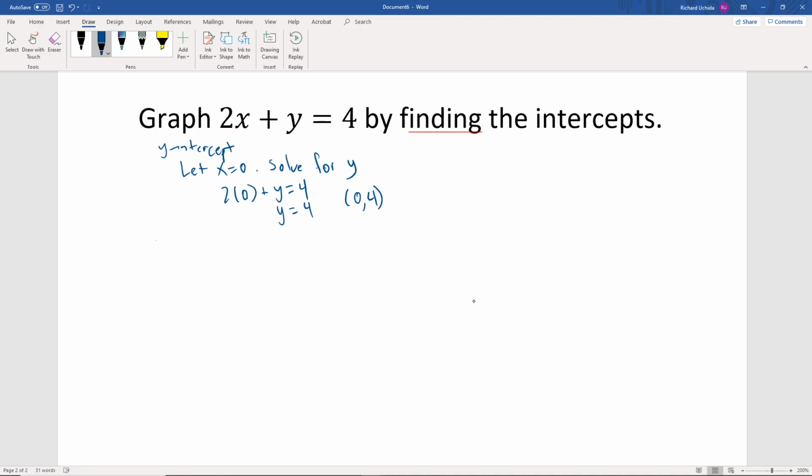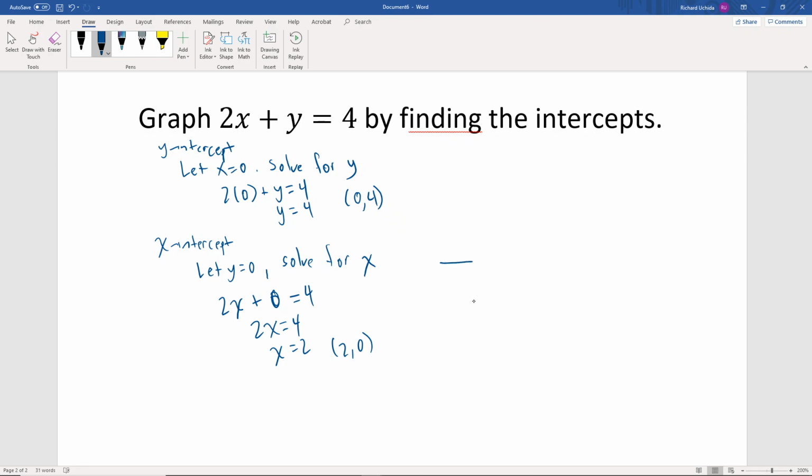Now to find our x-intercept, you let y equal 0 and solve for x. So we'd have 2x plus 0, since we're letting y be 0, equals 4. So that gives us 2x equals 4. Divide both sides of the equation by 2, and you get x is 2. So this tells us that the x-intercept is the point (2, 0).